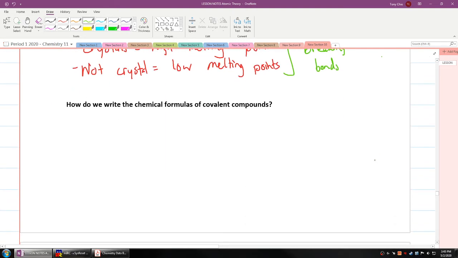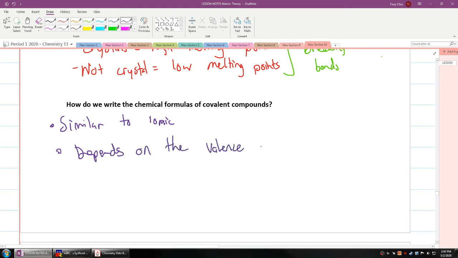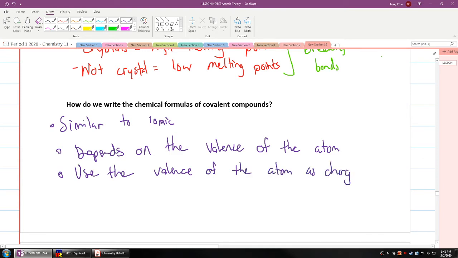So how do you write the chemical formula of covalent compounds? Well, it's similar to ionic, but it now depends on the valence of the atom. And you use this valence of the atom as, in a sense, its charge. So what does that look like? Well, you still, in a sense, find the LCM.